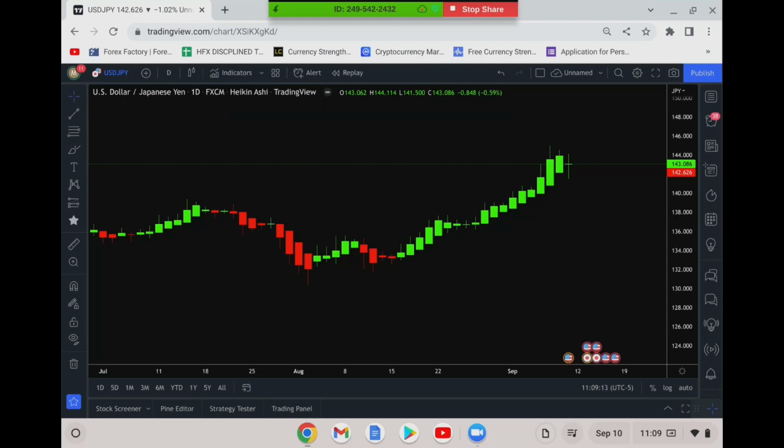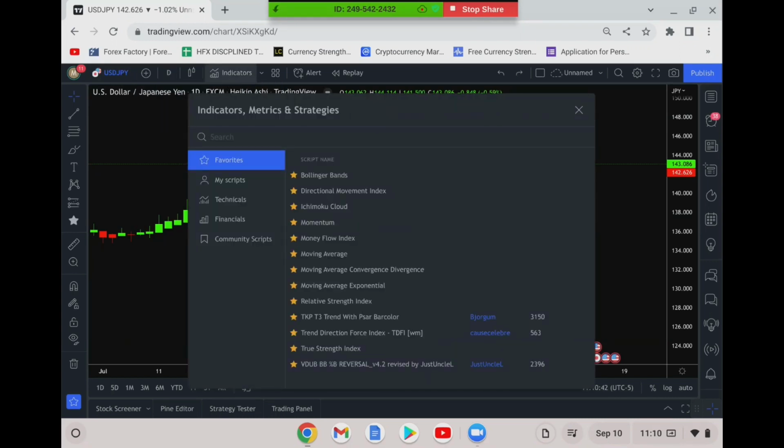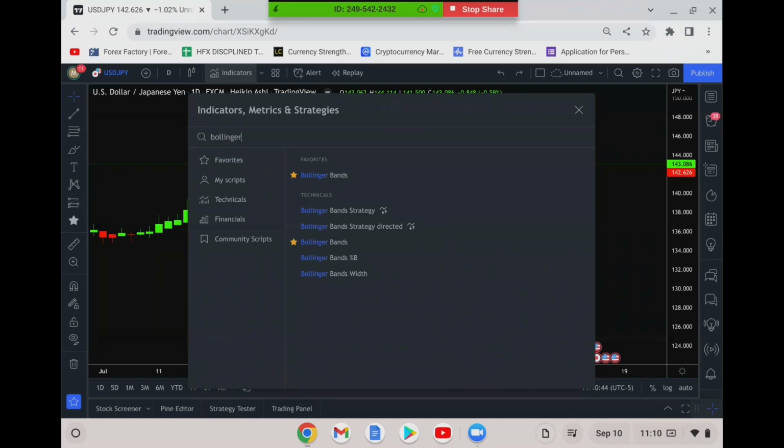I don't want to hype it up too much. You guys will be able to use it yourself and create your own opinions. But for now, I just want to show you how to add this indicator to your chart. So let's start by scrolling up here to indicators. As you can see, we are on USD/JPY, the daily time frame. We're going to go over here to indicators and type in Bollinger Bands.